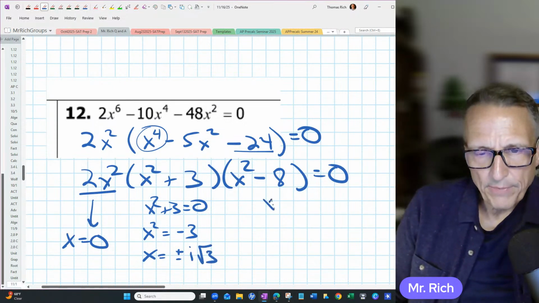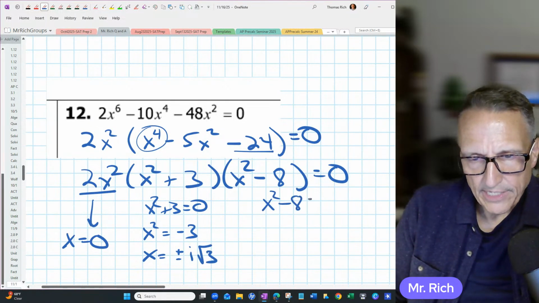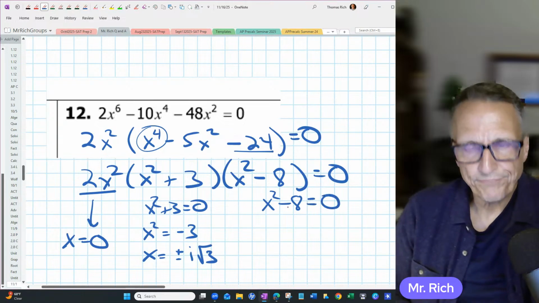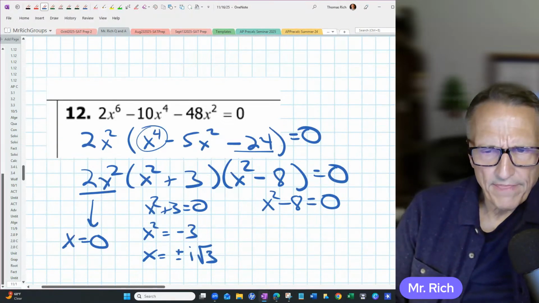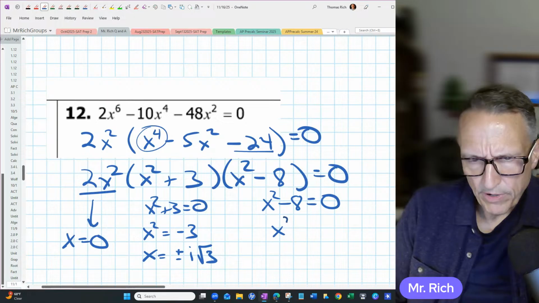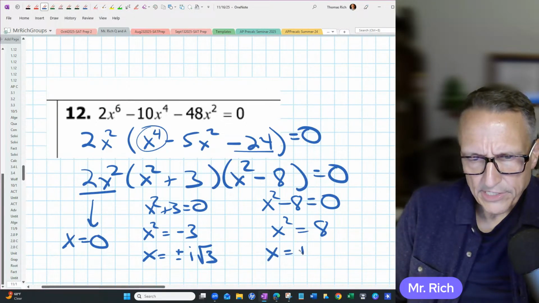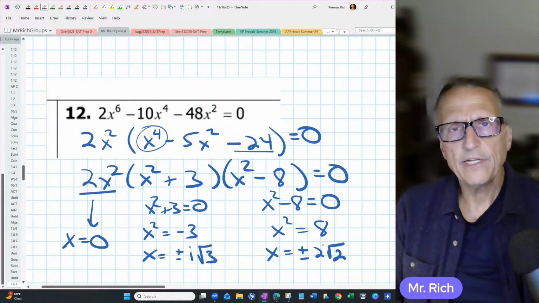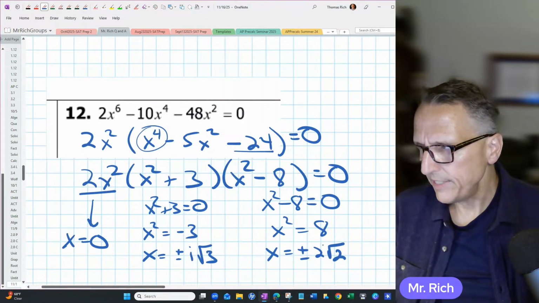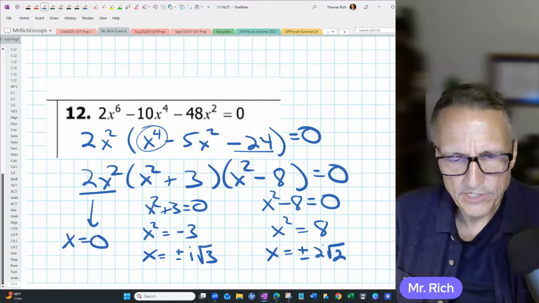Over here, I would set the x squared minus 8 equal to 0. That's going to give me x squared equals 8. And then I could square root both sides. That's going to give me plus or minus 2 root 2 when I simplify the square root of 8. And those are my solutions there.